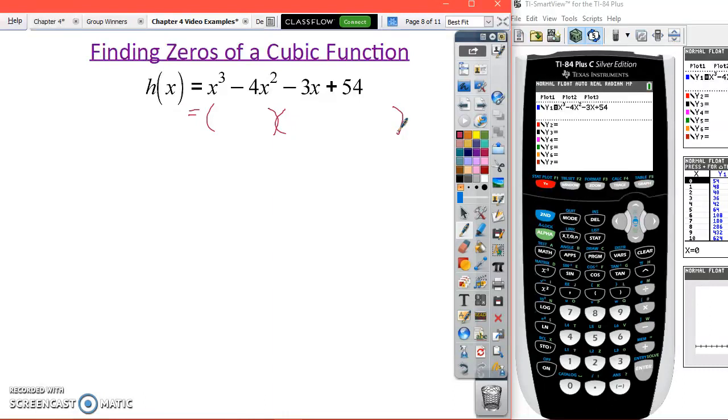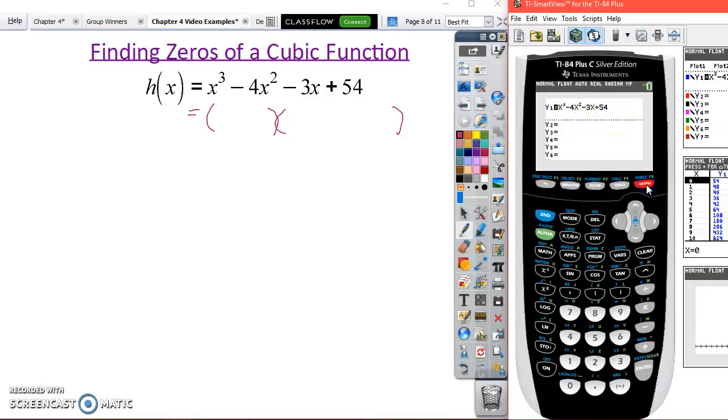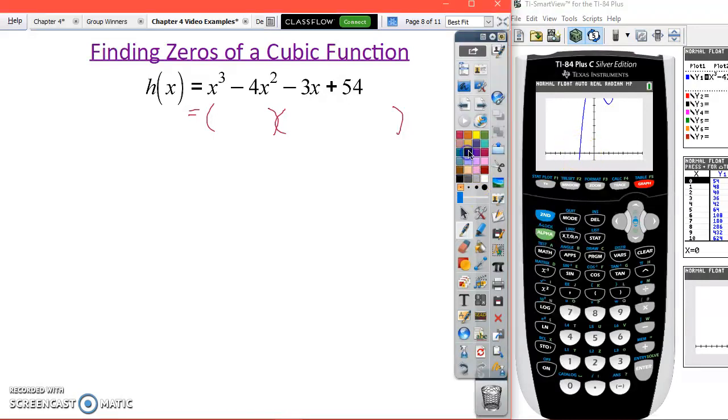Now with a cubic, it's not as easy as a quadratic, and so to start, I'm going to look at the graph. So I have my function typed in y1. I had to adjust my window a little bit, but I'm going to look at the graph to see if there are any exact zeros that would help me factor. And so you can see right here that x equals -3 is a zero.